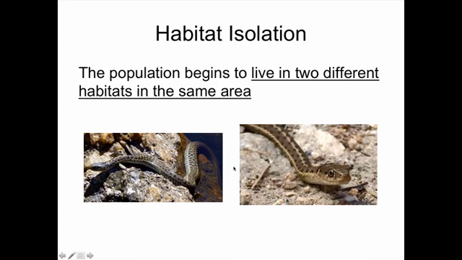Okay? It's kind of like living in New York City, and one person lives in a fancy high-rise and another one lives in Harlem. They're probably not going to see each other. Even though they live in the same area, they live in two different habitats, basically, two different worlds almost. So that's what we see in habitat isolation. So since they're isolated by their habitats, they're not going to get together and mate. They've become isolated by where they live.